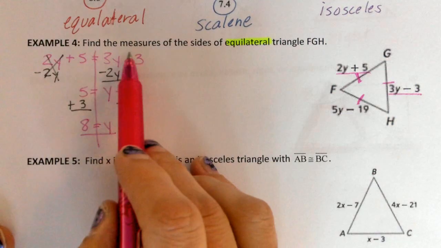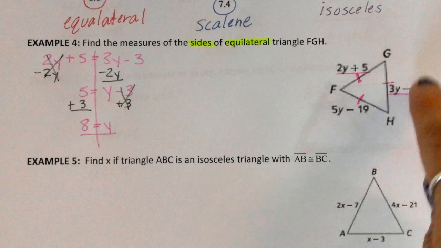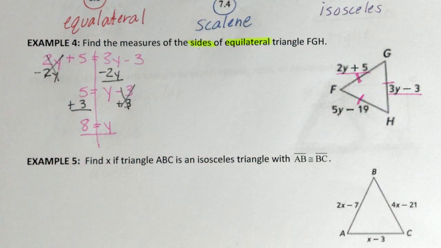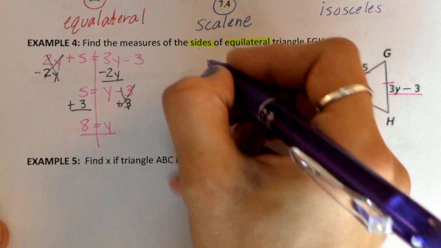Now I did want the measure of the sides here. So make sure we see I've got to substitute back in. Again, guys, don't spend your time plugging into all three of these. We already know it's equilateral, all three sides are the same. Choose one to substitute back in for. Again, I always suggest the one that looks easiest. Here's a 2y plus 5. That looks like it might be the easiest one.